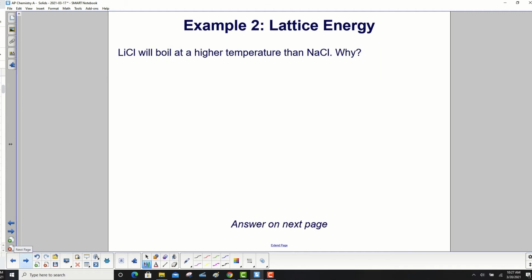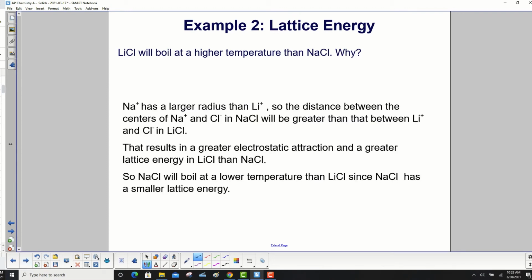Lithium chloride will boil at a higher temperature than sodium chloride. Why? The sodium ion has a larger radius than the lithium ion, so the distance between the centers of sodium and chlorine in NaCl will be greater than that between lithium and chlorine in lithium chloride. That results in a greater electrostatic attraction and a greater lattice energy in the lithium chloride than the sodium chloride. Right? They're closer together. The lithium is closer to chlorine than the sodium is to chlorine. So, sodium chloride will boil at a lower temperature than lithium chloride, since sodium chloride has a smaller lattice energy.